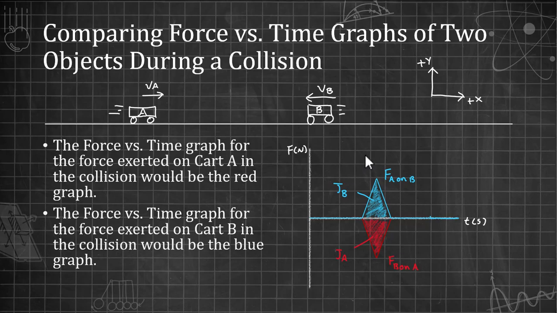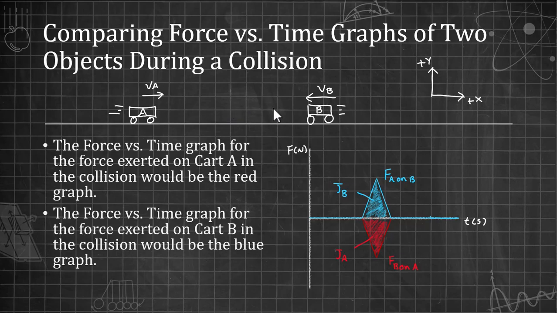Now as it starts making contact, that force will increase in magnitude, reaching some maximum during the highest point of the collision, and then as they lose contact, as they bounce off of each other, that force will decrease in magnitude. And the area under here would be J_B, which would be the impulse on object B.